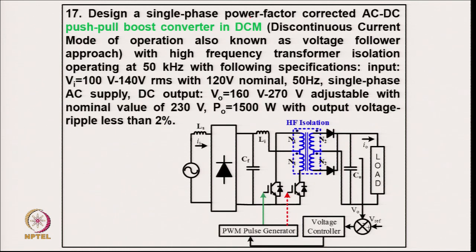Coming to another example: design a single phase power factor corrected push-pull boost converter in discontinuous mode of operation, also known as the voltage follower approach, with high frequency transformer isolation operating at 50 kilohertz with the following specification: 100 to 140 volt with 120 nominal, 50 hertz single phase AC supply, and DC voltage 160 to 270 volt with adjustable nominal voltage of 230 volt and output power of 1500 watt with output ripple less than 2%.